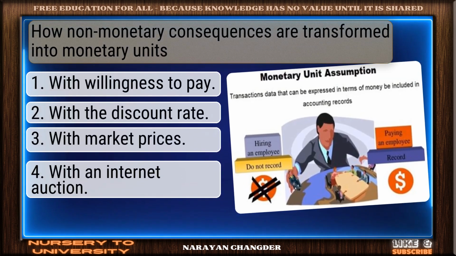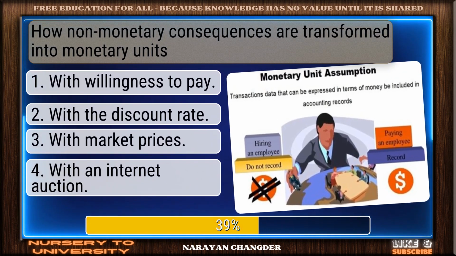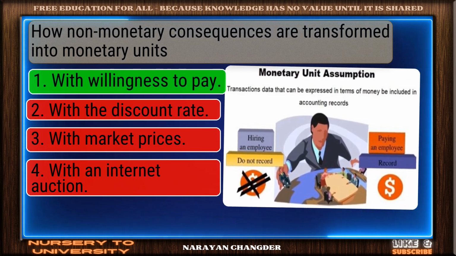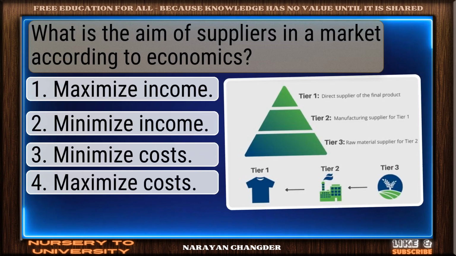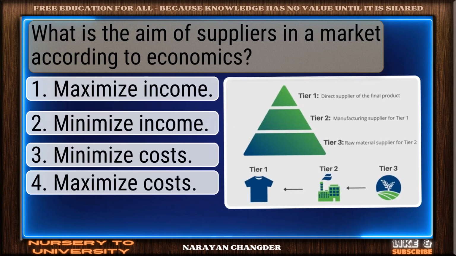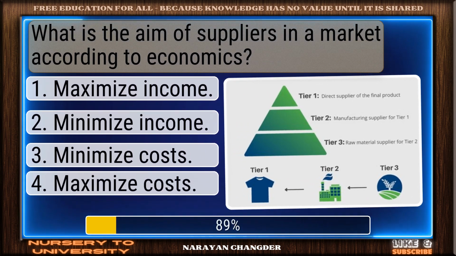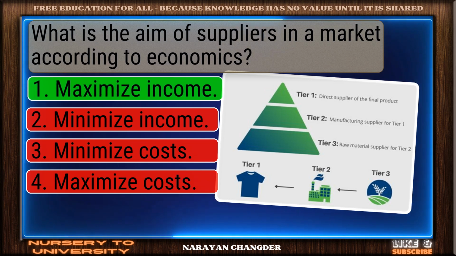How non-monetary consequences are transformed into monetary units. Nice work. You chose willingness to pay, and it is correct. What is the aim of suppliers in a market according to economics? Sharp thinking. Maximize income is the right choice.